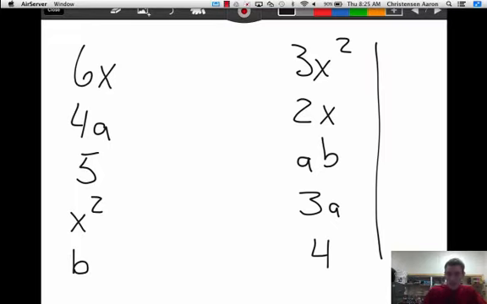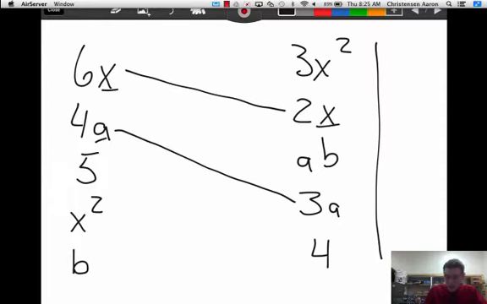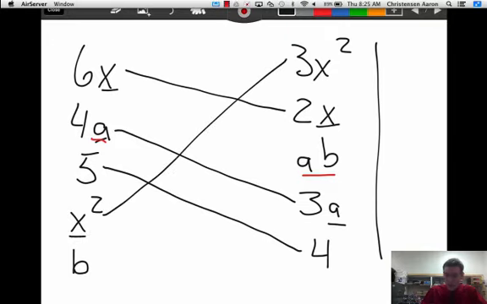So now that you're done, what you should end up with is 6x and 2x, because these are our like terms, x and x. 4a and 3a, those have like terms. Even though this has an a and this has an ab, those are not exactly the same, so we can't add those. 5 and 4 are like terms. 1x squared and 3x squared, those are like terms.